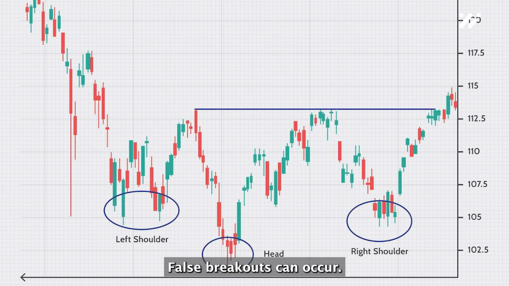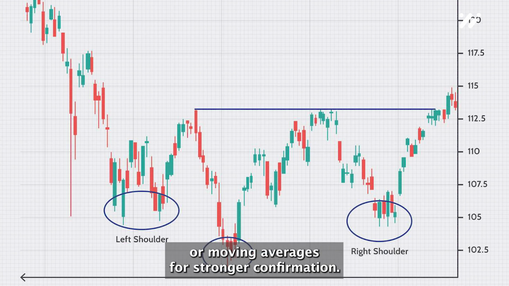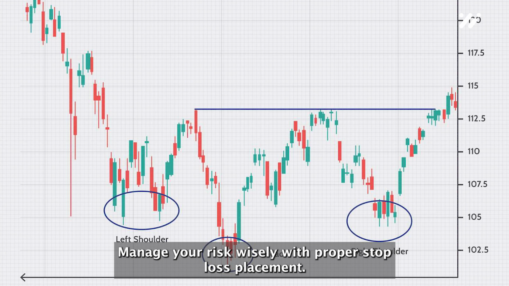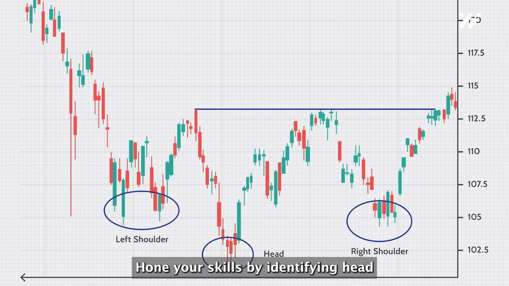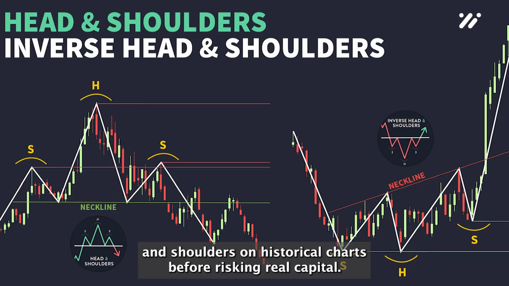False breakouts can occur. Combine it with other technical indicators like volume or moving averages for stronger confirmation. Manage your risk wisely with proper stop loss placement. Bonus tip, hone your skills by identifying head and shoulders on historical charts before risking real capital.